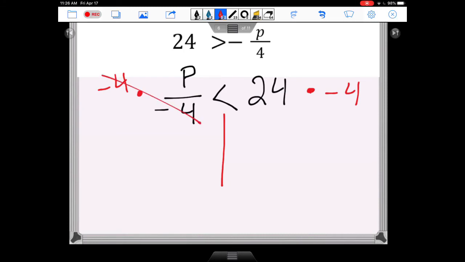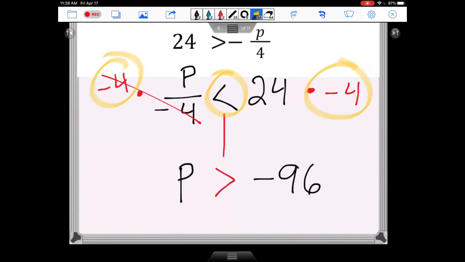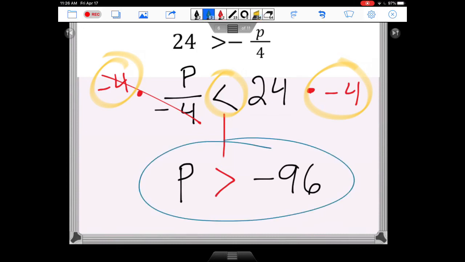Those make +1 on the left side. So now we're left with p. 24 times -4 is going to be -96. But remember our inequality now. This was a less than sign. We now have to flip it to say greater than, because we multiplied or divided by a negative coefficient. So our answer becomes p is greater than -96.